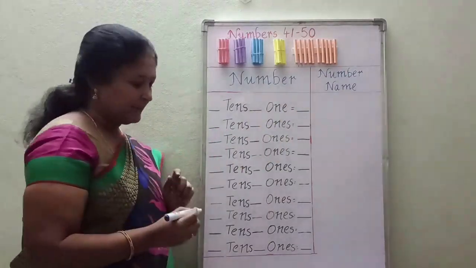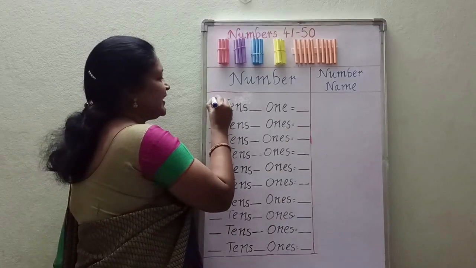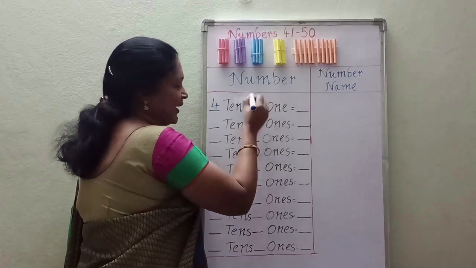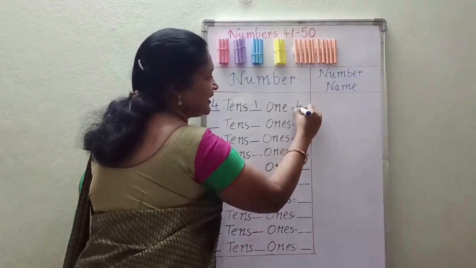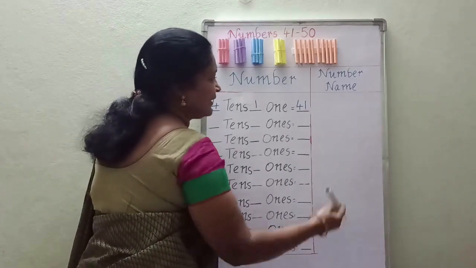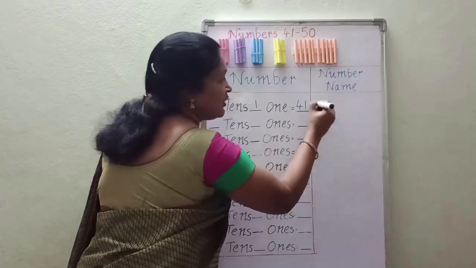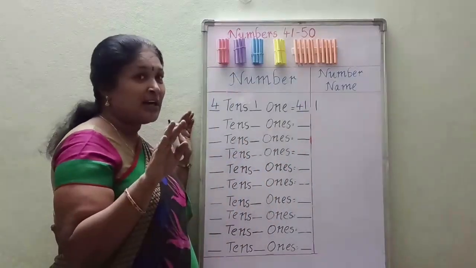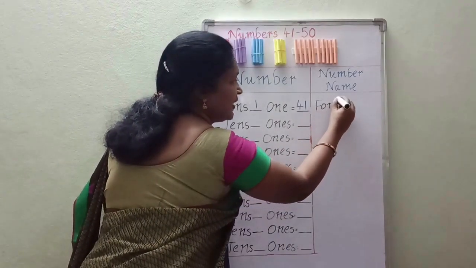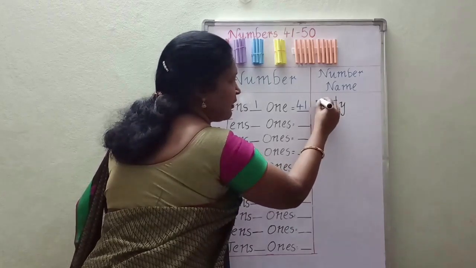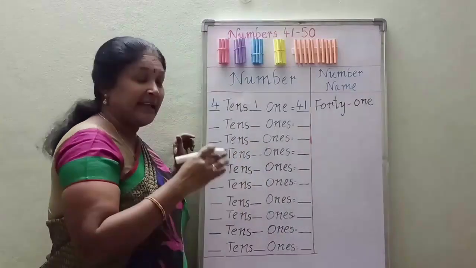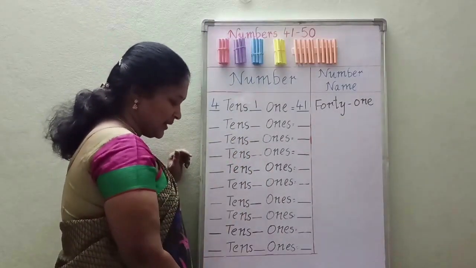So these are tens and these are ones. Now let us see, children. Here how many tens are there? 4 tens and take the first one. 1. So which number did you get? 41. And what is the spelling of 41? Just now I told you 40 is not FOURTY, it's FORTY. So FORTY, 40, ONE, 1. 41.